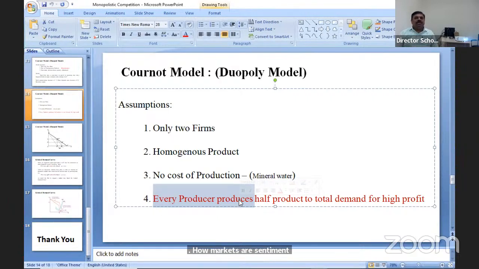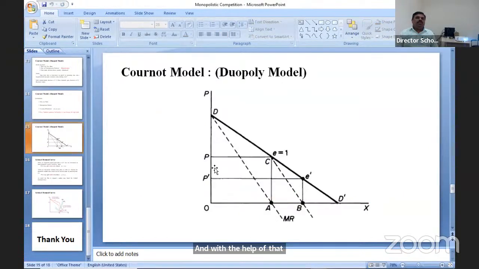And with the help of that sentiment, the firm produces only half of the total demand. That part we will discuss: if firm A or B is performing in a particular market, then firm A has the total demand from O to D1, but according to their policy, they only produce O to A. That is half of the total demand.